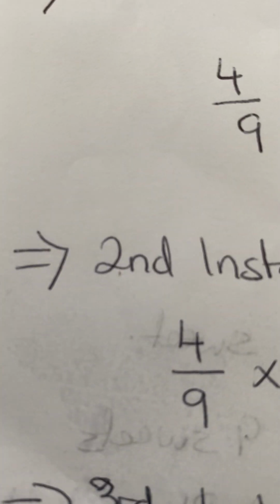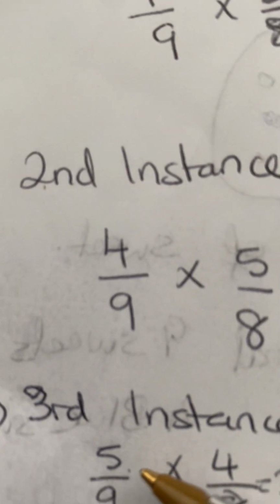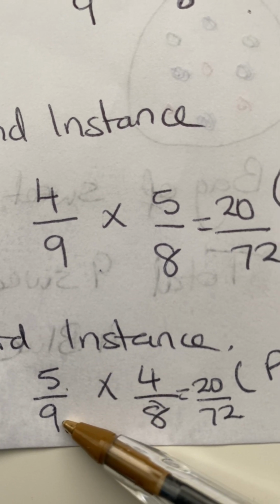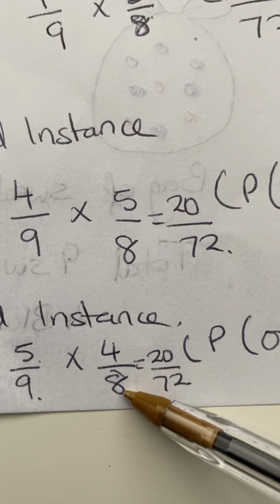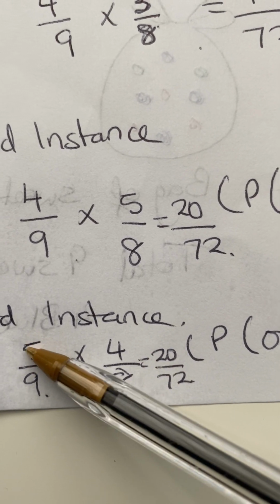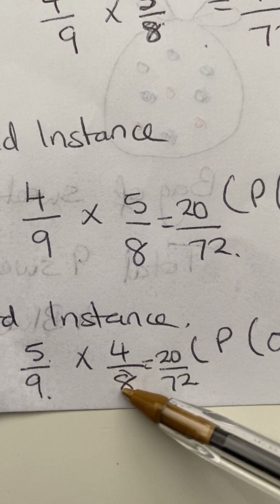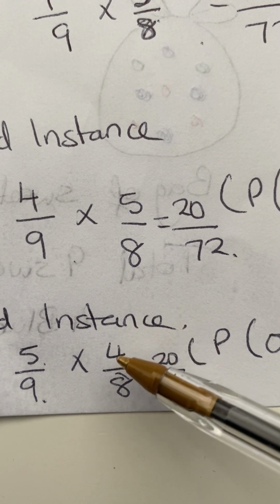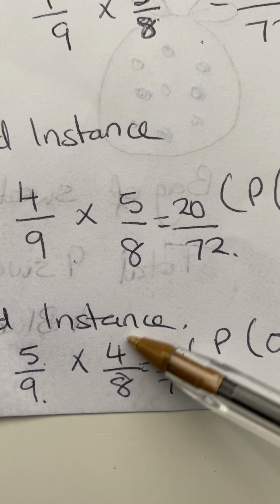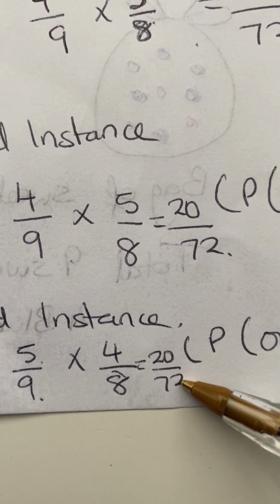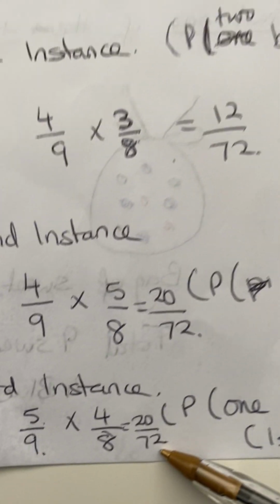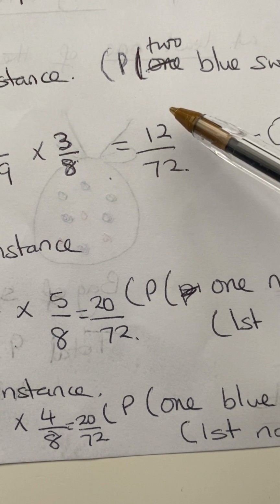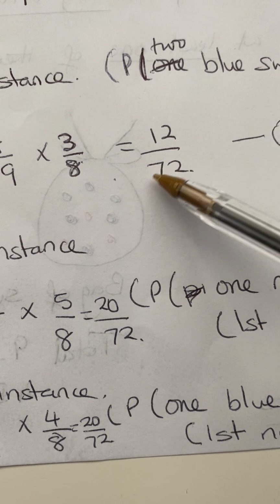Third instance, I went in, I picked a non-blue, 5/9, and then I went back again and I picked the blue. After picking the first one, I'm left with 8. Now there are 4 blue balls, so I've picked a blue now, which is 4/8, which is 20/72. So now I have 3 instances where I'll pick 2 balls.